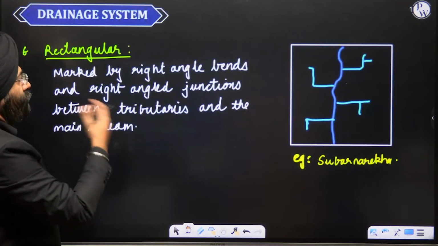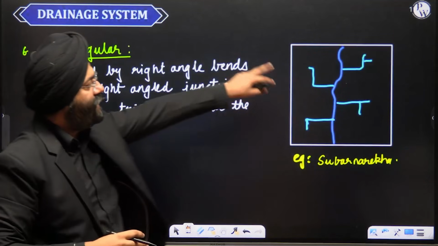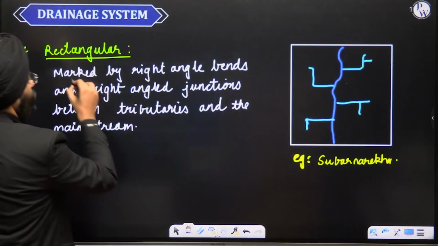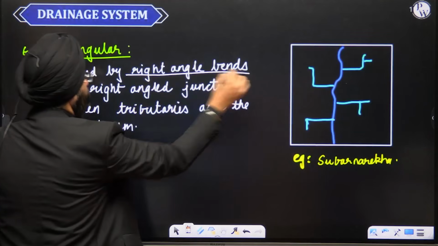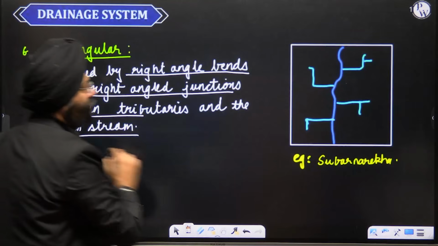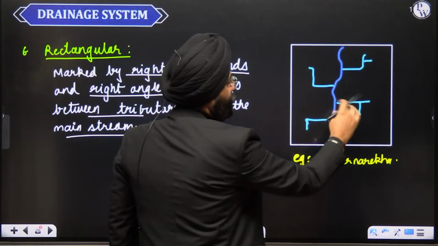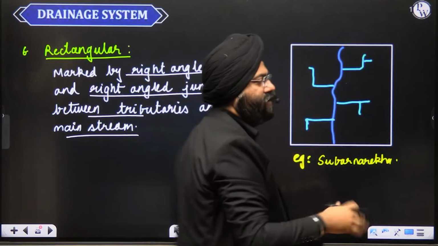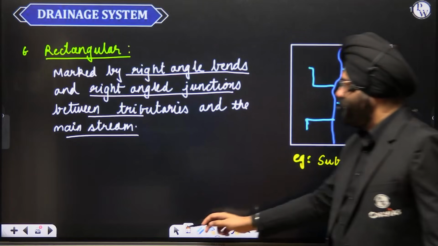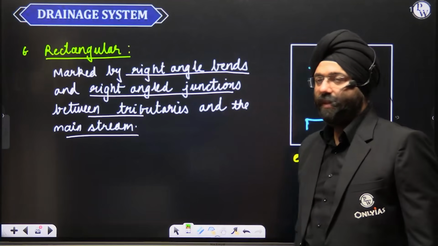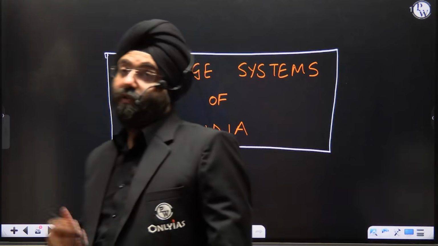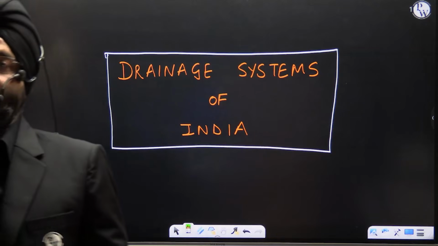Next comes rectangular. Over here you realize there are right angle connections in which they are joining the main river. So what does it mean? Marked by right angle bends and right angle junctions between the tributaries and the mainstream. So the mainstream has a right angle, and the tributaries also join it at right angle. So this is known as rectangular drainage pattern. Example, Subarnarekha. That can be an example over here. Clear? Let's move ahead.